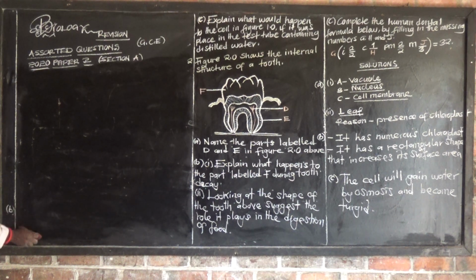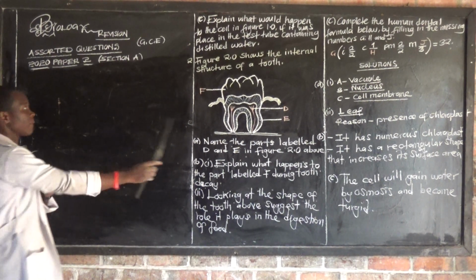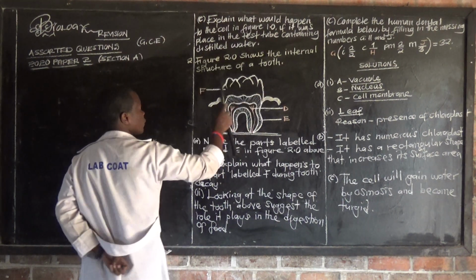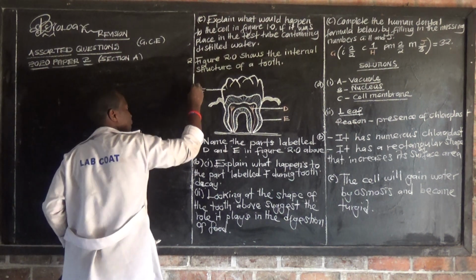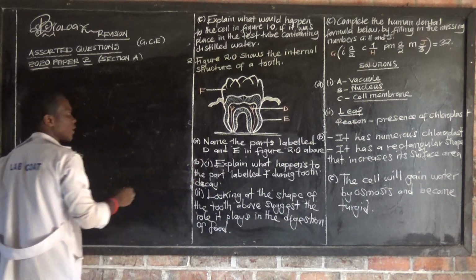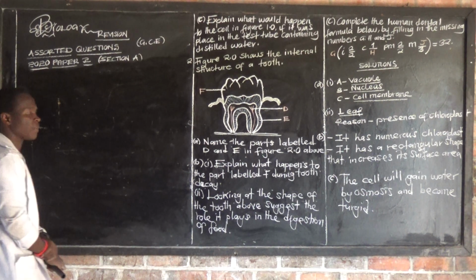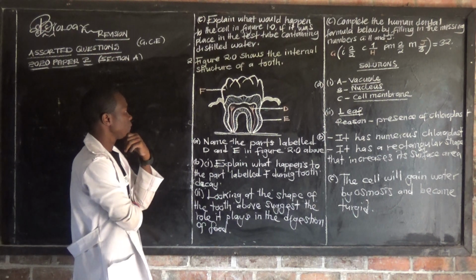Okay, so now let's look at question number 2, a question on dentition. So what is this question saying? Figure 2.0 shows the internal structure of a tooth. So we have this structure. This one can be the premolar or the molar. Are we together, guys? Okay?